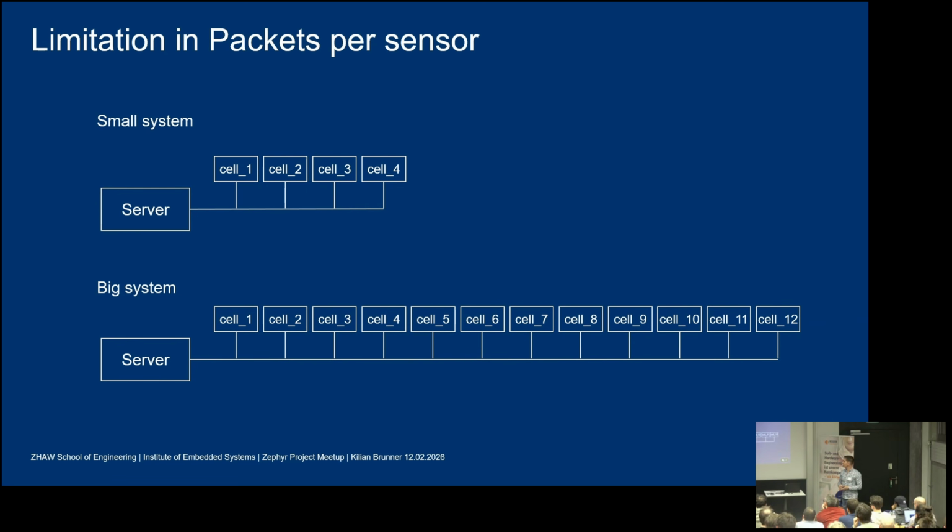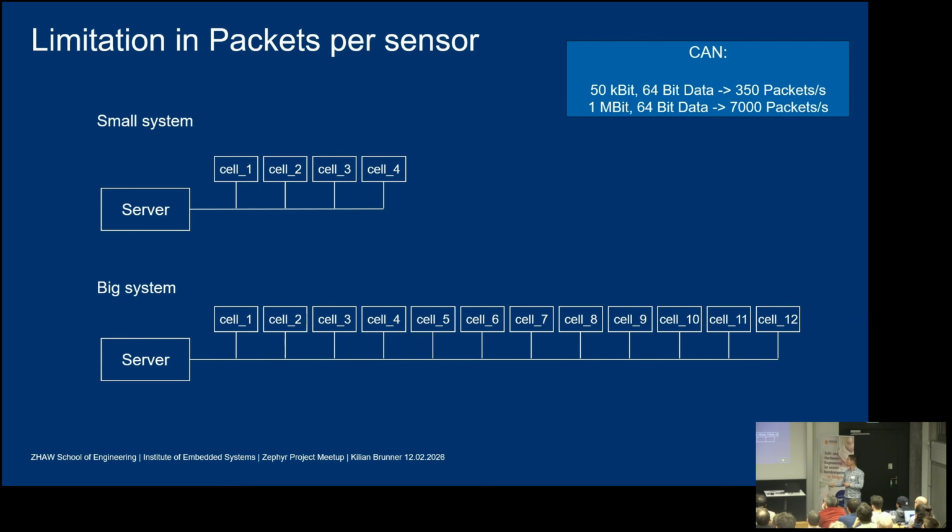The next limitation is packets per sensor per second. We also heard that before in the Formula Student. So they may want to get a sensor value every 1 millisecond. So that means 1000 packets per sensor per second. So when we go back to the numbers from before, with CAN, the 50 kilobit and the 1 megabit, we see we have a maximum of 350 packets per second or 7000 packets per second. Of course, some may say we use CAN FD, so we can increase it a little bit, but it's not so much. So basically, we do have these numbers.